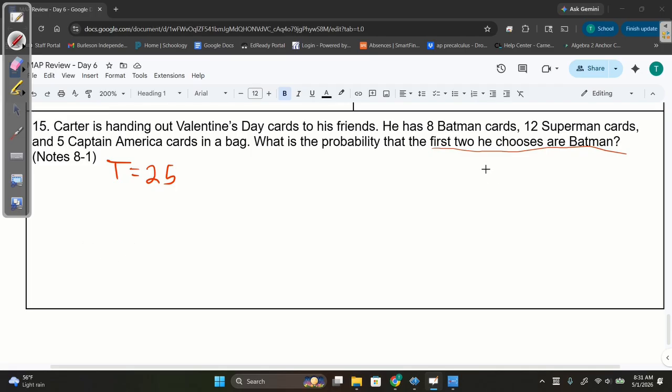He's going to give them away to his students, so the total is going to decrease between each event. We want to find the probability that he gets Batman first and second. So, he reaches in his 25 card bag, and there are 8 possible Batman cards. So that's the probability of him getting the first card as Batman. Once he gives away the first card, he has less cards in his bag now. He has 24 cards in his bag now. He also gave away one of the Batmen. So instead of having 8 Batmans, he has 7 now. Multiply top to top, bottom to bottom, and this simplifies to 7 over 75.